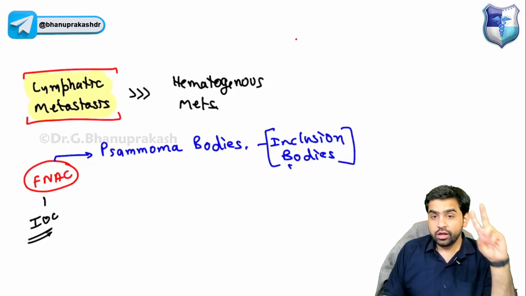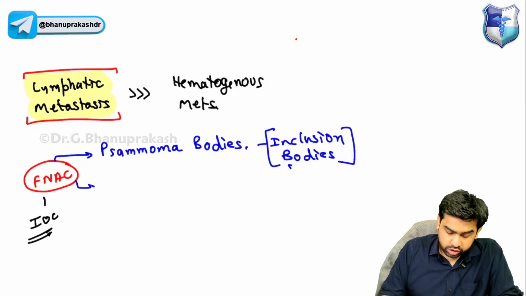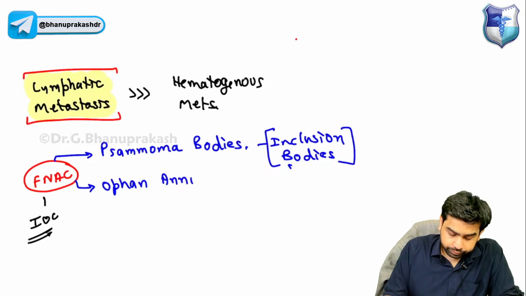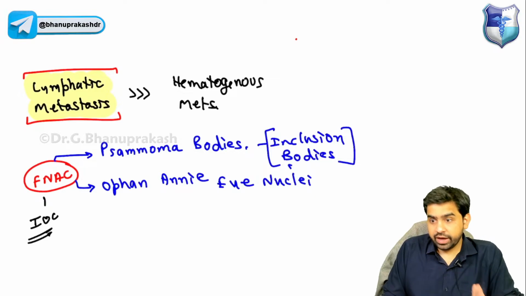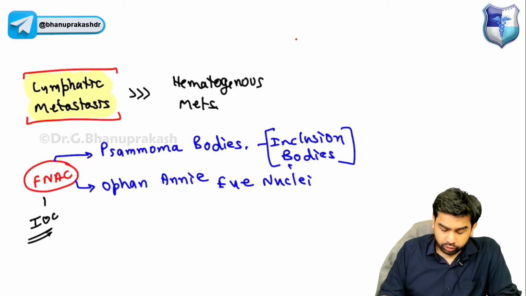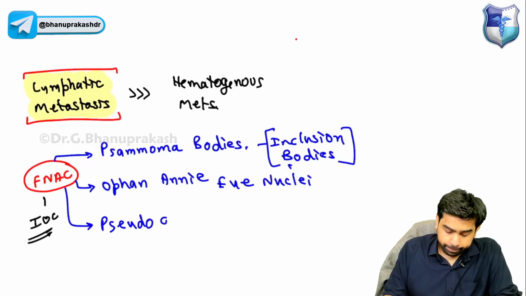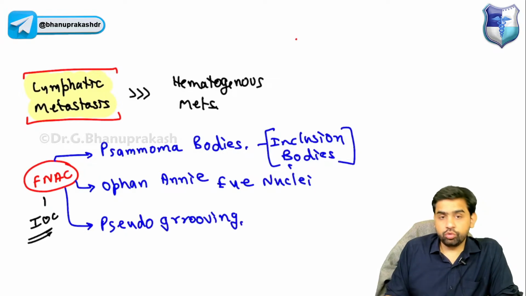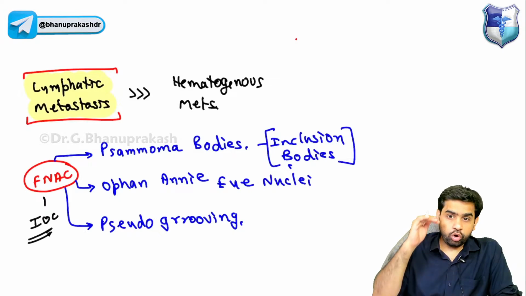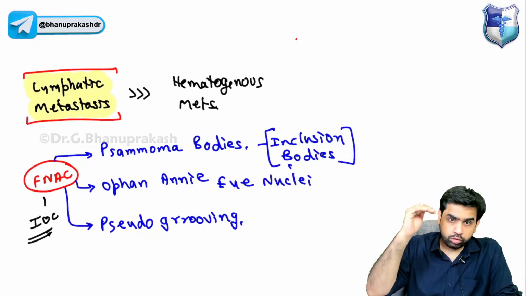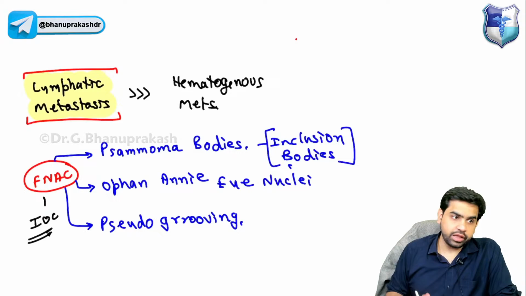That is the first thing. The second thing that can be found is something called Orphan Annie eye nuclei. What else can you have? You can have pseudo grooving. Do you understand my point? So on the FNAC, we have Psammoma bodies, Orphan Annie nuclei, and pseudo grooving. These are the things which you find.